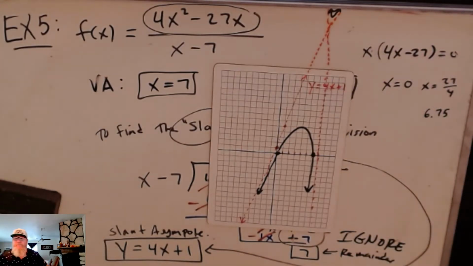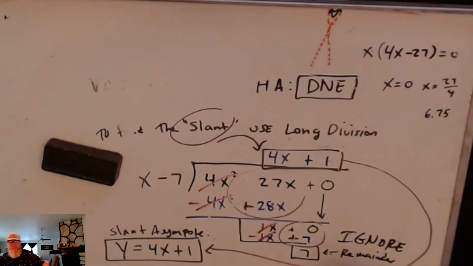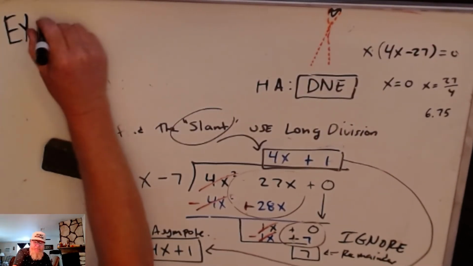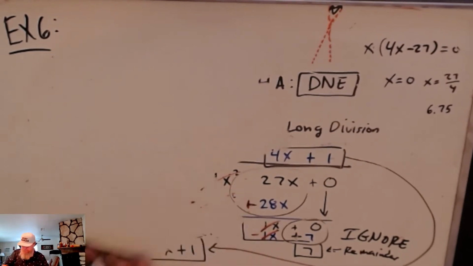All right. So that's how you do slant asymptotes. Maybe let's do one more, because those are kind of new. You've never seen them before. Example 6. I'm not sure if I lost count. We might be up to 7, but let's see.